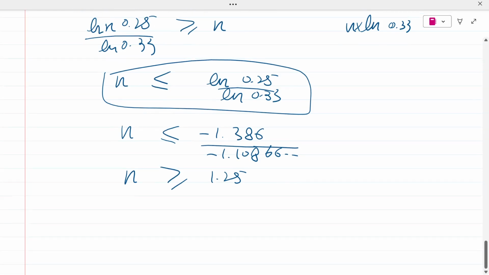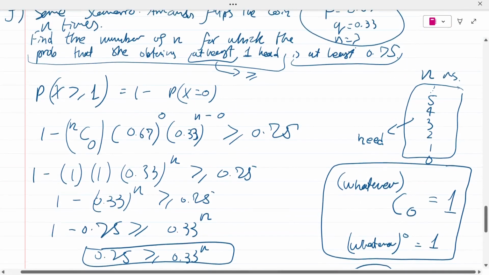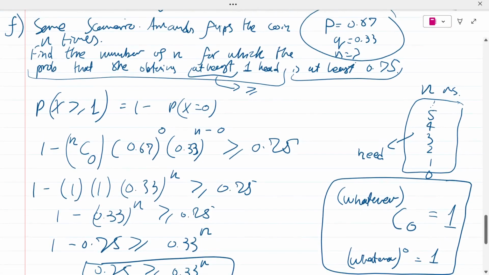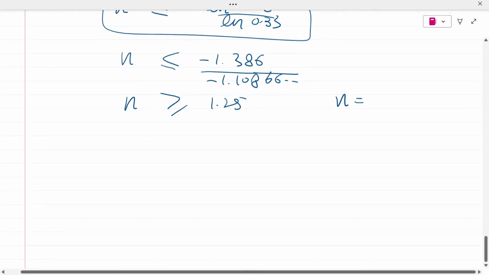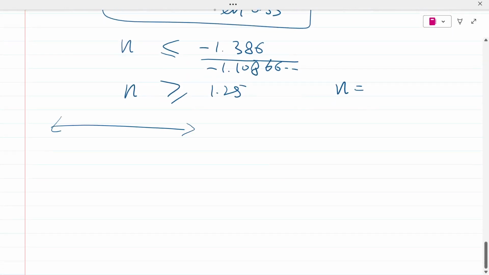1.25, right? Now, this is not your answer. You need to find n is equal to some number, right? So they did say what? Find the smallest value for n, right? I meant to write find the smallest number of n, right? So you are just going to draw a simple number line. Even though you don't really have to, you can just ask what is the integer that is closest to this, greater than 1.25? That's going to be 2, right? So 1, 2, 3. 1.25 is here.